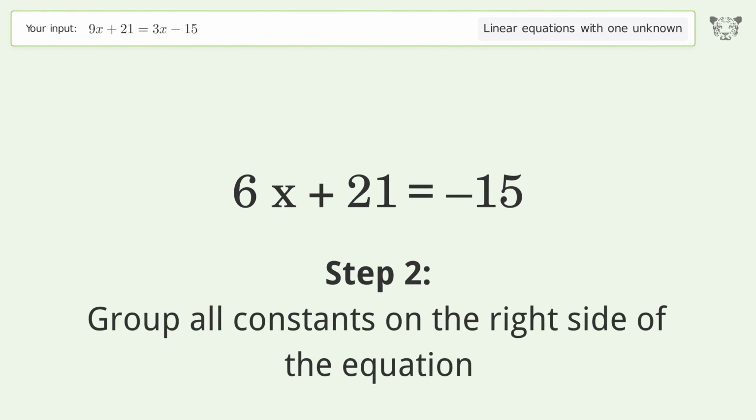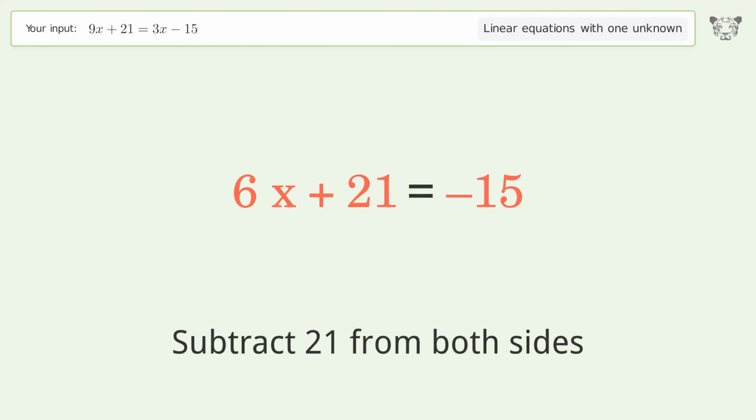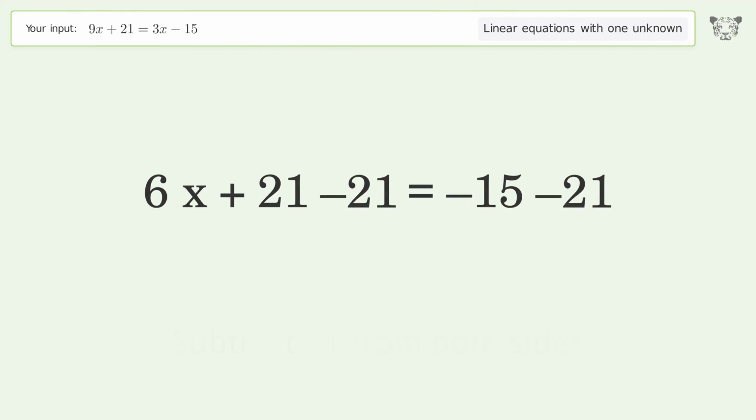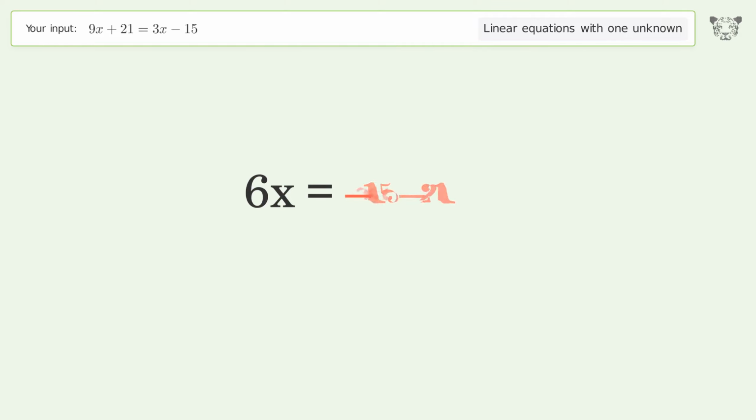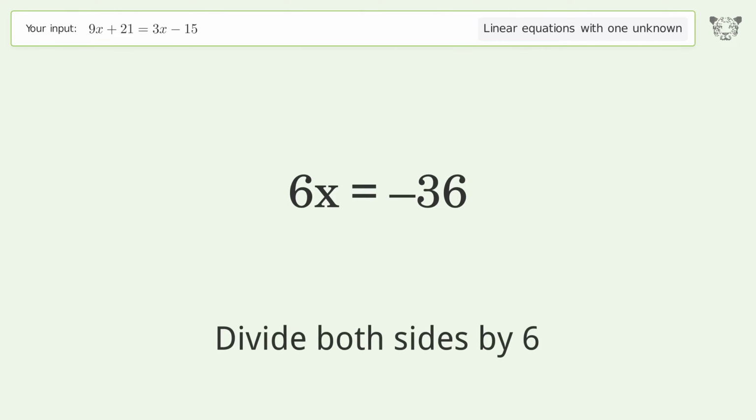Group all constants on the right side of the equation. Subtract 21 from both sides. Simplify the arithmetic. Isolate the x. Divide both sides by 6.